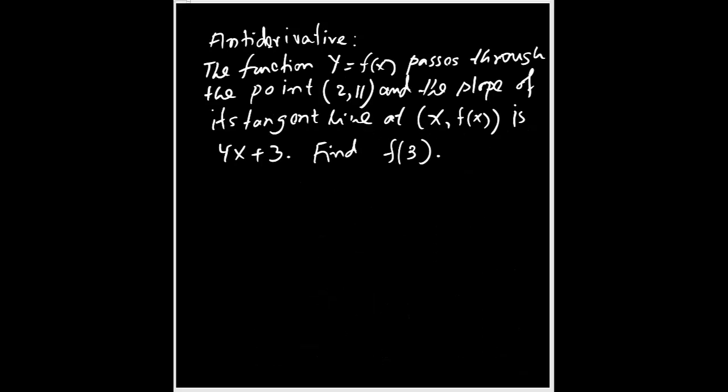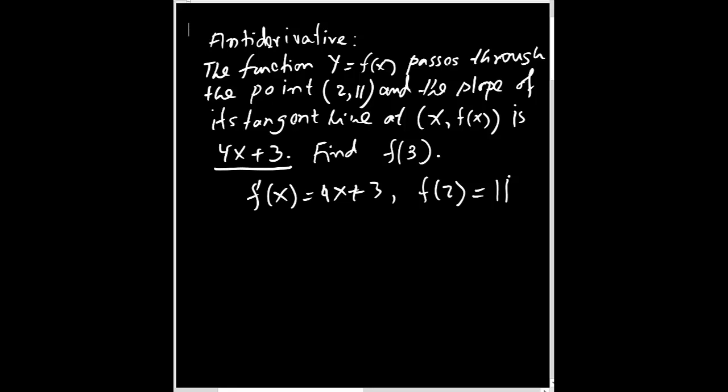Now we have a different problem. It says a function passes through the given point (2, 11), and the slope of its tangent line at x is 4x plus 3. We need to find f(3). So how do we do that? When we see that the slope is this, that means f prime x is 4x plus 3 and f(2) is 11. So the condition is given.